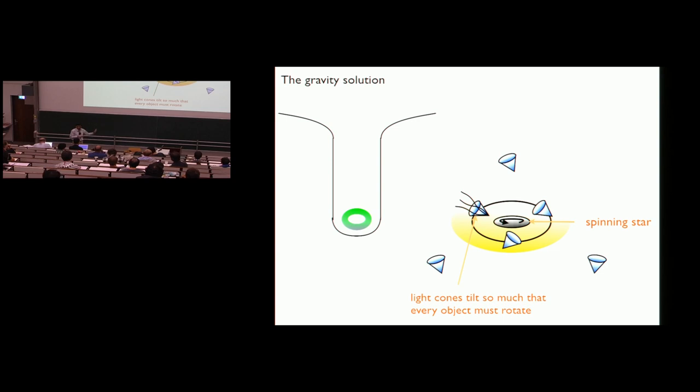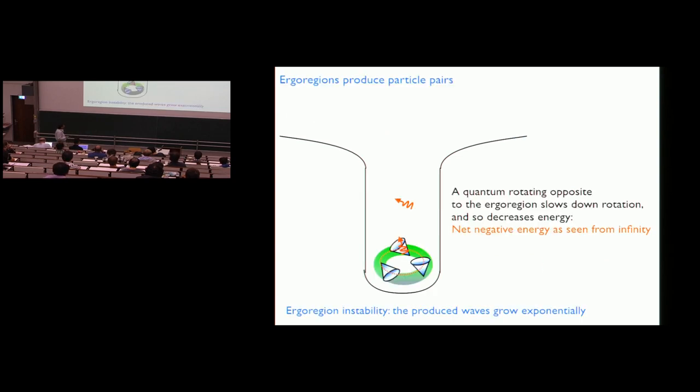So you can come out, but you have to co-rotate there. You can't stand in one place. That's called an ergo region. Okay, so let's see what happens. If you actually have an ergo region, it also produces particle pairs. This has been known long ago. In fact, it's one of the precursors to Hawking's calculation, Penrose's discussion of what happens when you have ergo regions.